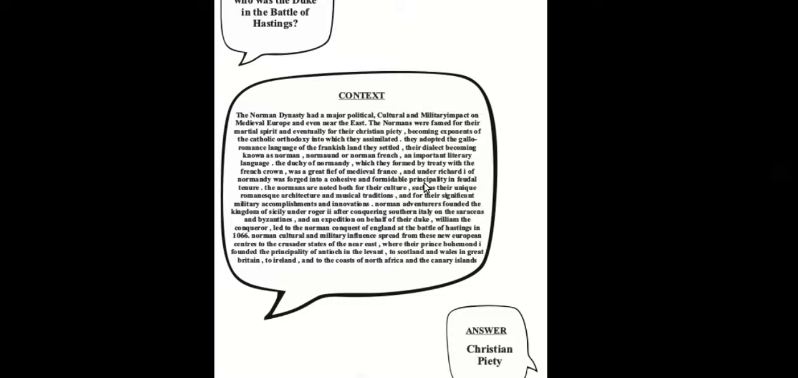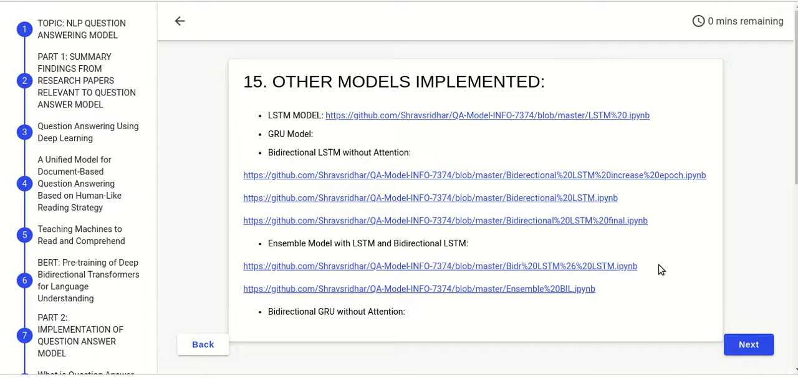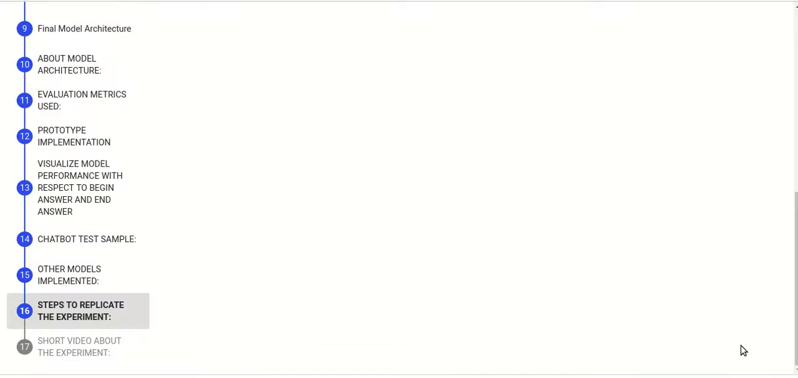Next we'll talk about one more example that we have here. The question asked was, who was Duke in the Battle of Hastings, and with the context it gave us this answer. So this is one of the samples. For more sample files, you can find the links that we have given. And if you want the other models we implemented prior to choosing this final model, you can find them here, each of them. They're all Jupyter notebook files where you can just run and get a clear idea about it. We performed a number of models, LSTM, GRU, without attention, with attention, and everything, and then came to the conclusion that this would be chosen as the best model.